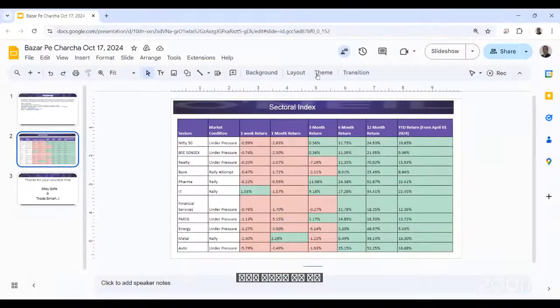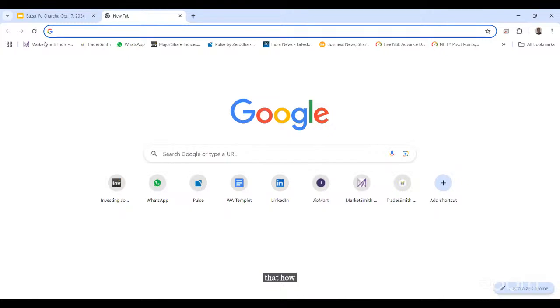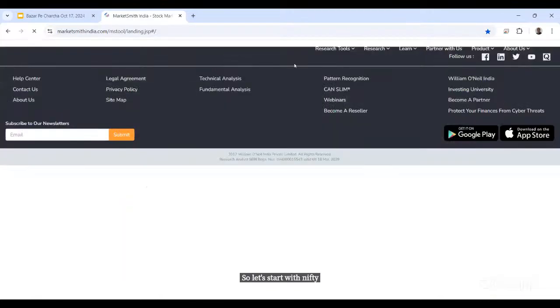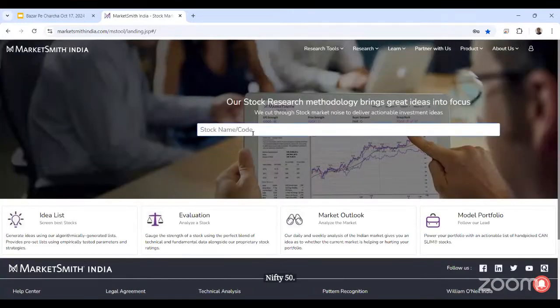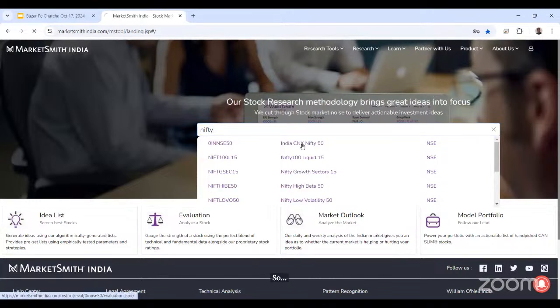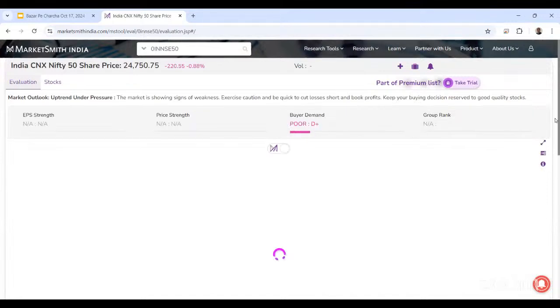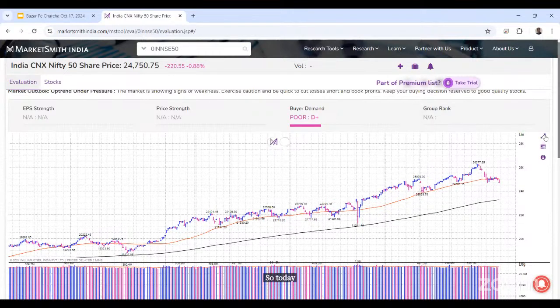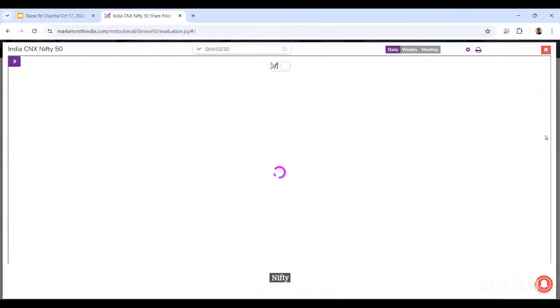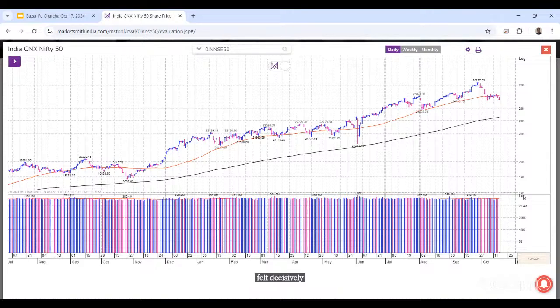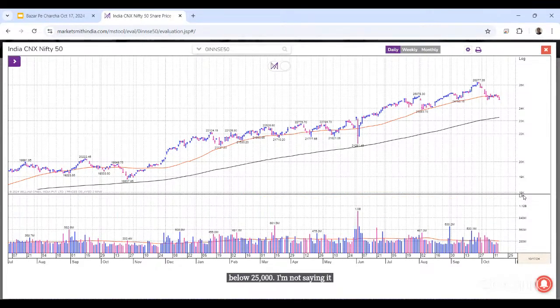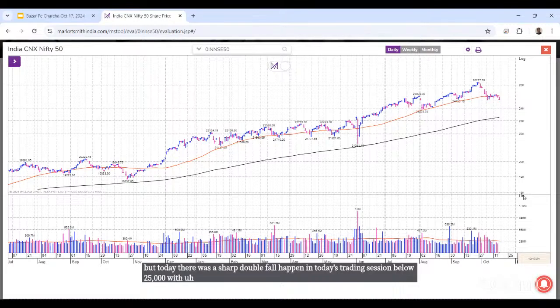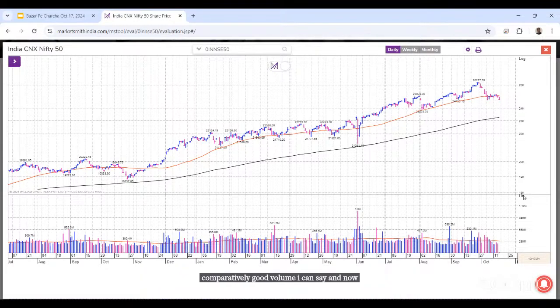Now let's move on to the chart to discuss in detail how the market is placed at the current level. Let's start with Nifty 50. If you see this Nifty chart, today Nifty fell decisively below 25,000. Earlier also, in the last few days, it had fallen below 50 DMA and was hovering around 50 DMA. But today there was a sharp downfall in today's trading session below 25,000 with comparatively good volume. And now it is below 25,000.